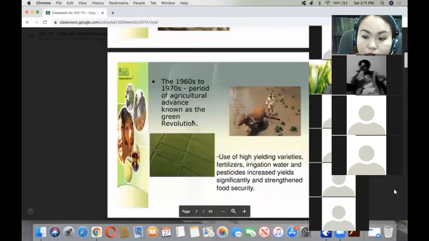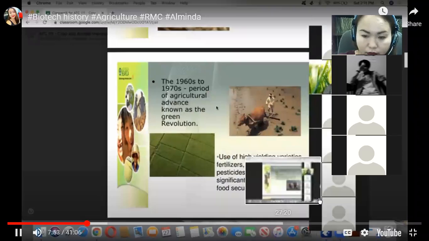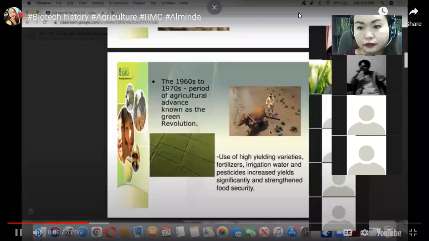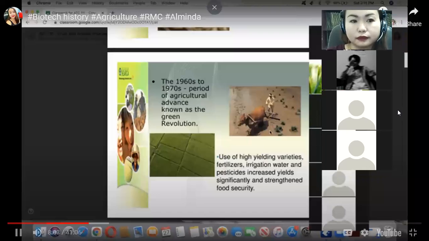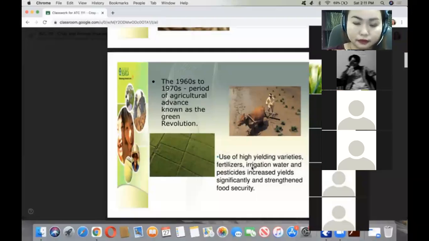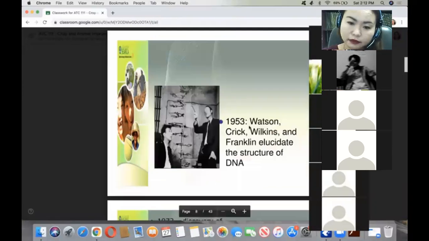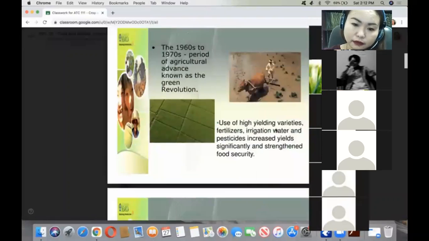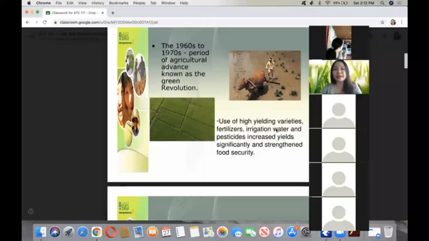And in the 1960s to 70s, it was marked as a period of agricultural advance known as the Green Revolution. Why Green Revolution? Because instead of existing crops and animals, we use high-yielding varieties. We were able to choose good varieties and even use fertilizers, irrigation water, and pesticides to increase crop yields and significantly strengthen food security. So it's known as the Green Revolution, with different breeds, hybrids, fertilizer, irrigation, pesticides, and so on.